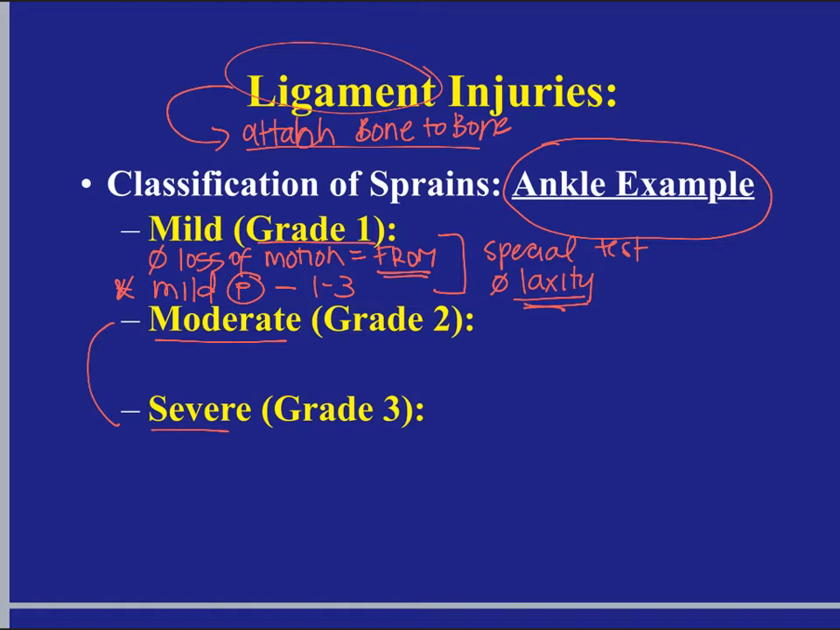So with grade 2s, these patients are going to have some loss of motion. Okay, so in other words, what we're saying is that they won't have full range of motion. Okay, they'll lack some type of motion. Most often in the ankle joint, dorsiflexion range of motion is compromised. And then also inversion range of motion is going to be compromised as well. Most often, that isn't always the case.